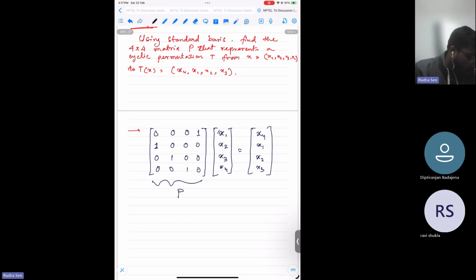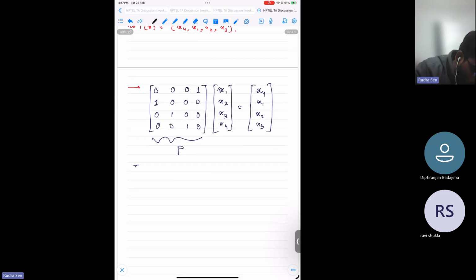Now if we do another transformation, what will happen if we compute P of x? The structure will become x3, x4, x1, and x2. This will be of a cyclic nature, right?